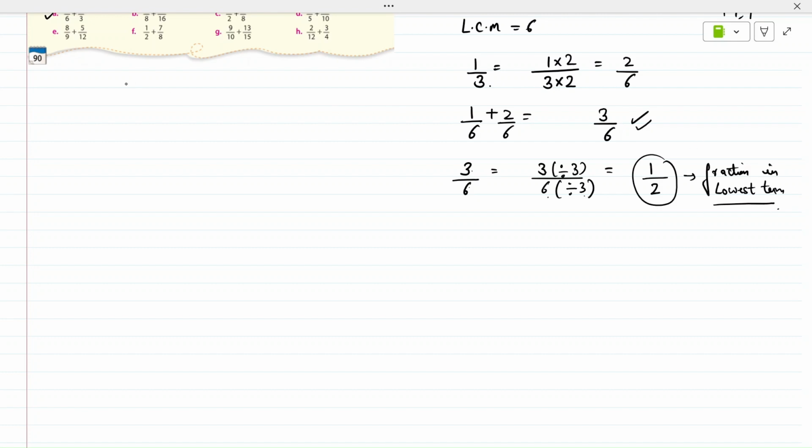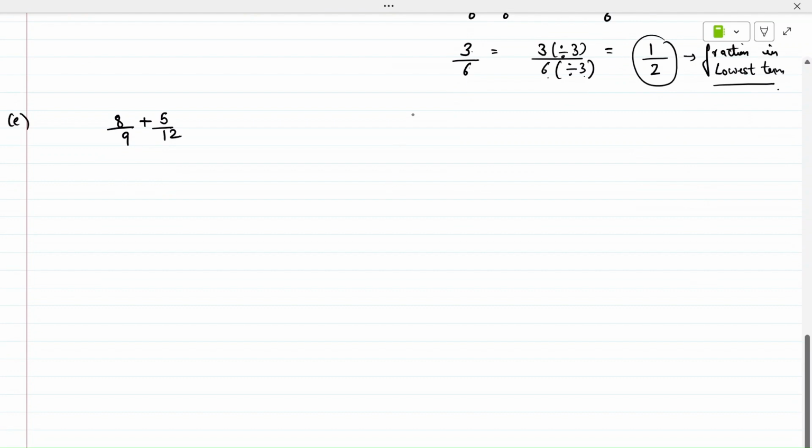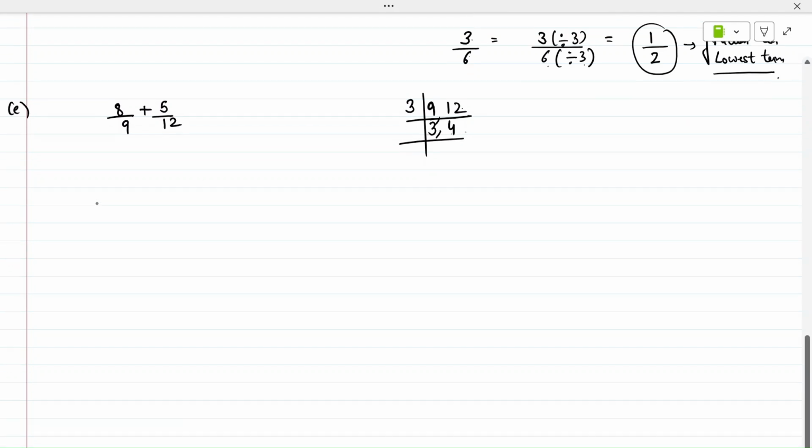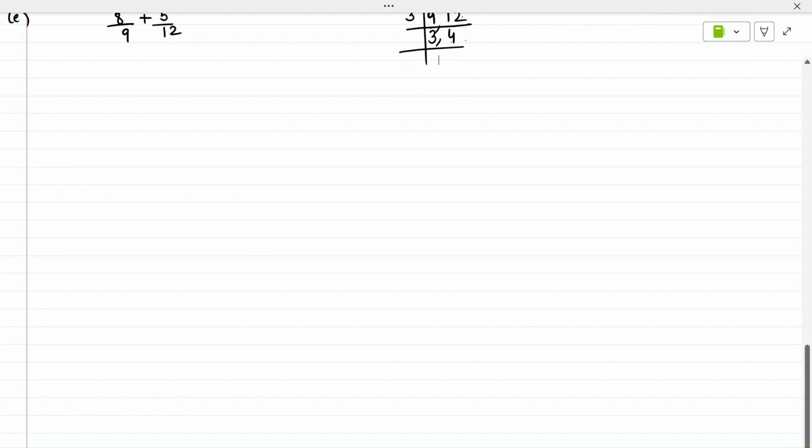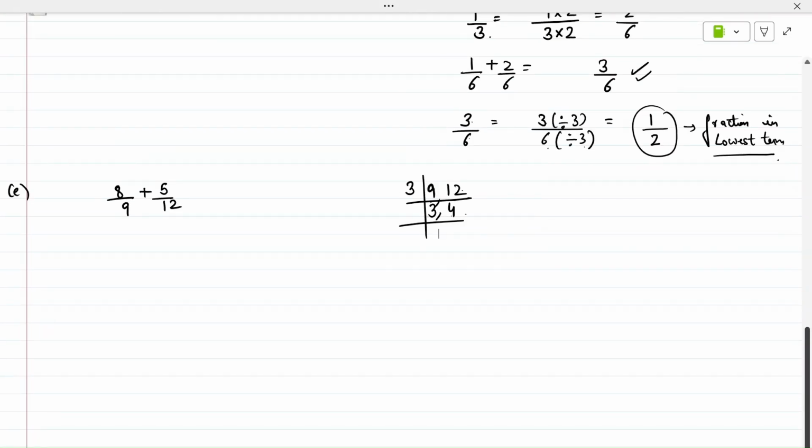So this is done. Now let us pick up question number E here, which says 8 by 9 plus 5 by 12. Again, it is an unlike fraction. So what do we have to do? We have to find the LCM of 9 and 12. Both of them are multiples of 3. So 3 into 3 is 9, 3 into 4 is 12. And now 3 and 4 do not have any factor in common, so we can just take their product here to find the LCM.